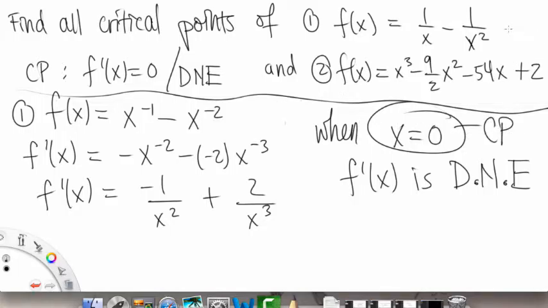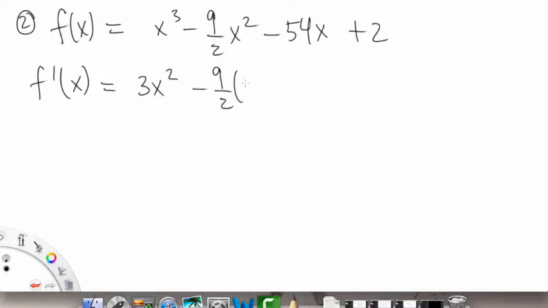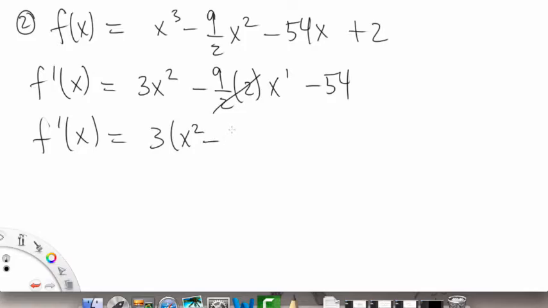Now let's start with number 2. The given function was f of x is equal to x cubed minus 9 over 2 x squared minus 54x plus 2. Let's start by differentiating once. We have f prime of x is equal to 3x squared minus 9 over 2, we bring down that 2 in front, x to the 1 power, minus 54. In more simple terms, these 2's cancel, and now we can take out that 3. We have 3 times x squared minus 3x minus 18.